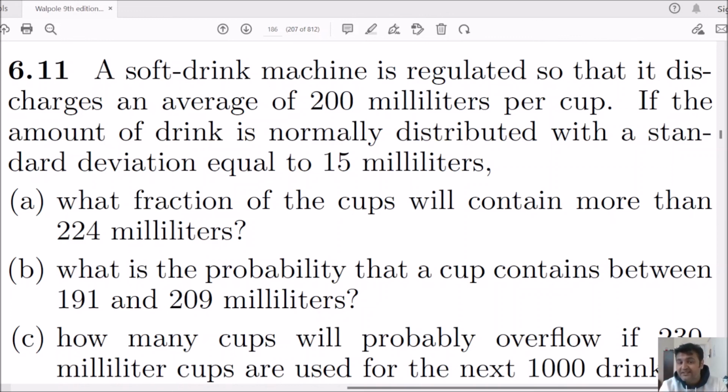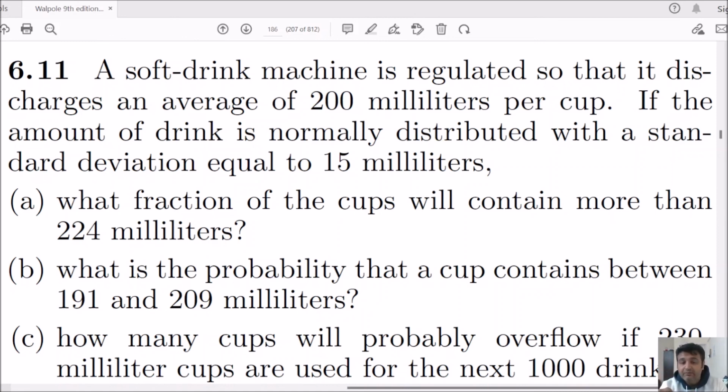But now this is your x1. You find the corresponding z score. How will you find it? x minus mu upon sigma. So 224 minus 200 upon 15, which is 24 upon 15, which is 1 point something. So you have to find the probability that z is greater than 24 upon 15. z greater than 24 by 15 is 1 minus probability of z less than 24 by 15. And now I think you can use the table and get the answer.